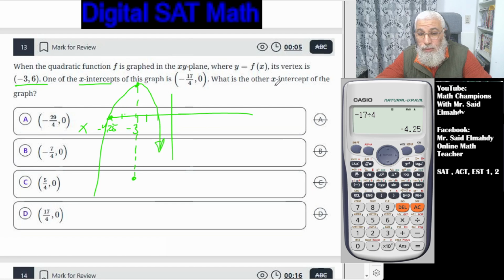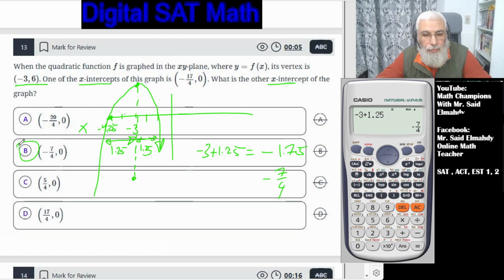What is the other x-intercept? It is the same distance on the other side. The difference between negative 3 and negative 4.25 is 1.25, so 1.25 on this side as well. So negative 3 plus 1.25 is negative 1.75, which is negative 7 over 4. So negative 7 over 4 is the solution.